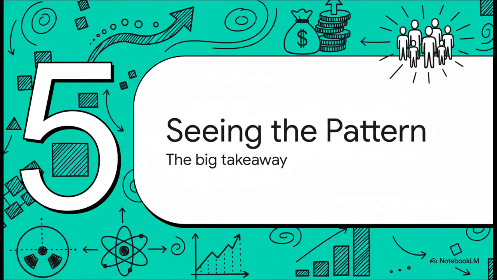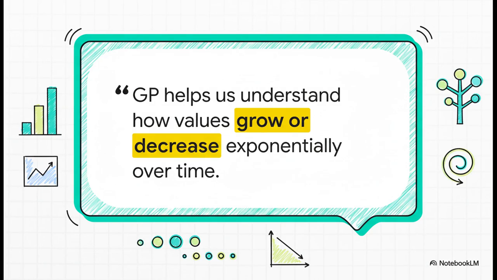So after all of this, what's the big takeaway? Why does understanding this one simple pattern matter so much? Well, it really all boils down to this. Geometric progression gives us the tools to understand and even predict really rapid change. It's the key to seeing how small, consistent multiplications can lead to absolutely huge results over time.